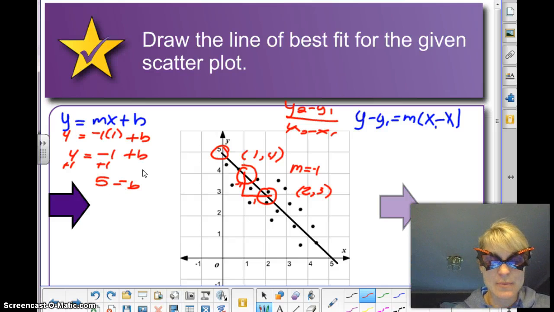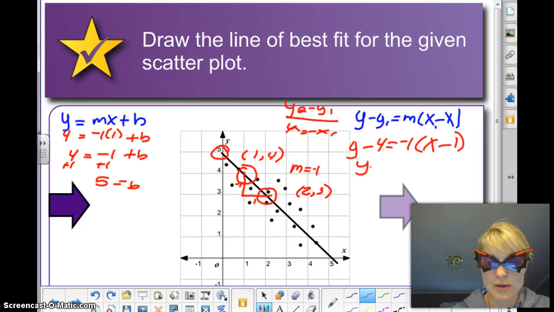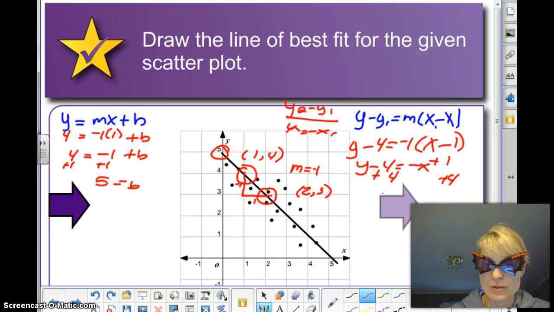Okay, I can use that method, or I can use this method where, again, if I use the same point, I'll do y minus my y, which is 4, plug in my slope, and x minus my x, which is 1. Then we just distribute here, so I have y minus 4 equals -x. Remember, negative makes a positive. And then I just add the 4 over, so it's in slope-intercept form. So y equals -x plus 5. This is my line of best fit.